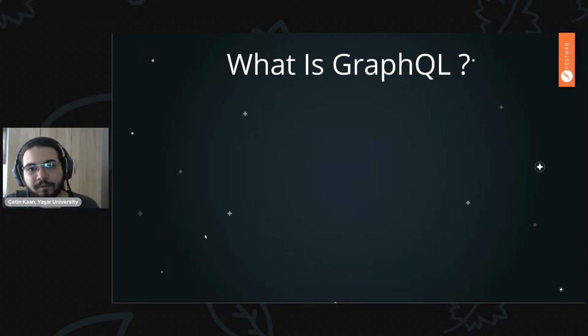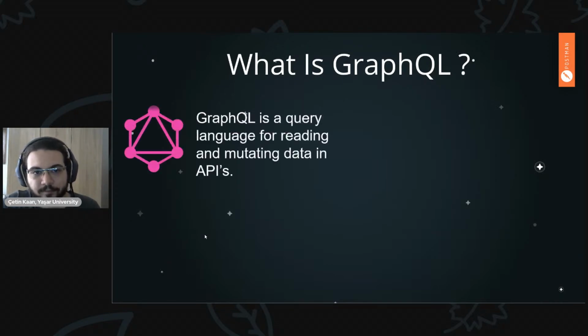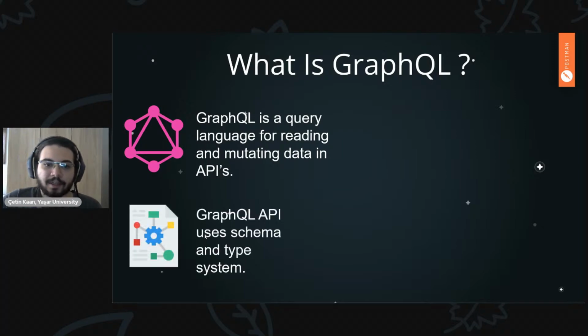Let me go over what GraphQL is. GraphQL is a query language for reading and mutating data in APIs. GraphQL uses a schema and a type system. We're going to go over those keywords later.